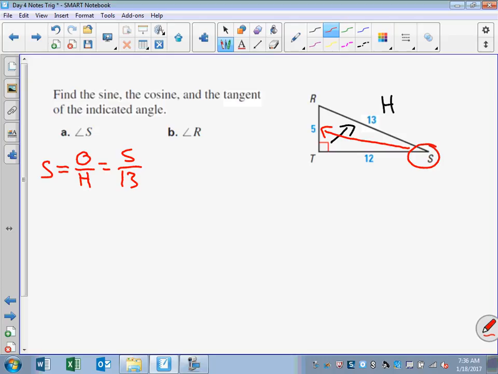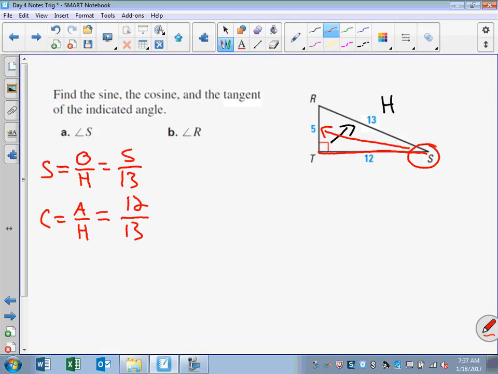Now it asks us to find the cosine, SOHCAHTOA, which is adjacent over hypotenuse. Okay. Now, we already know the hypotenuse is 13. So the adjacent side is the other side that's sharing or touching angle S. So we got 12. So it's going to be 12 over 13.